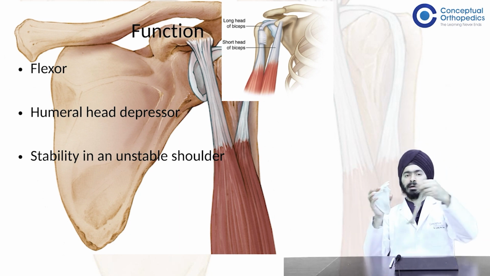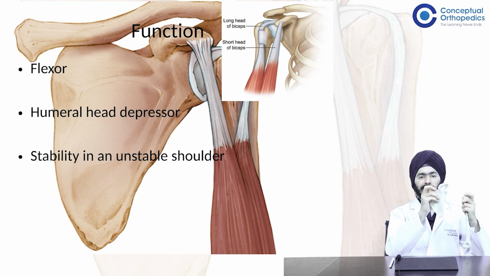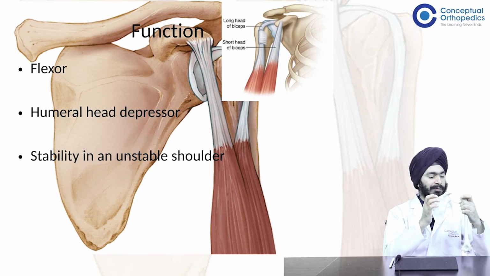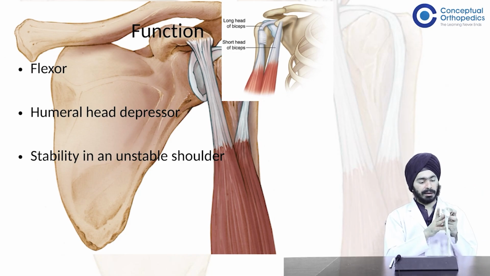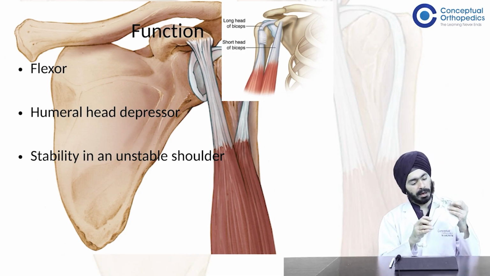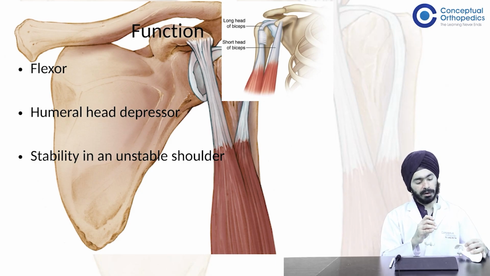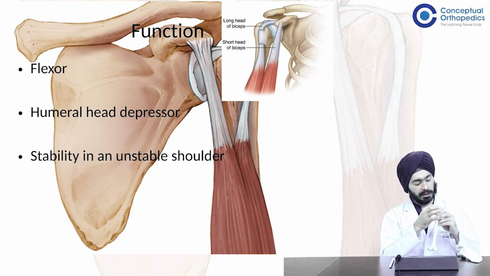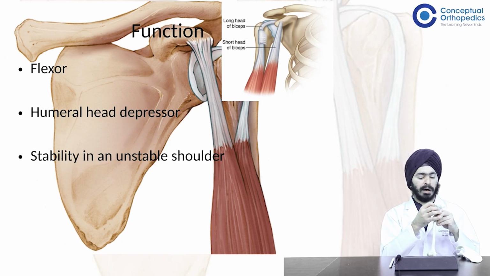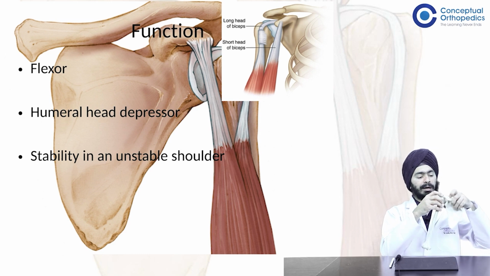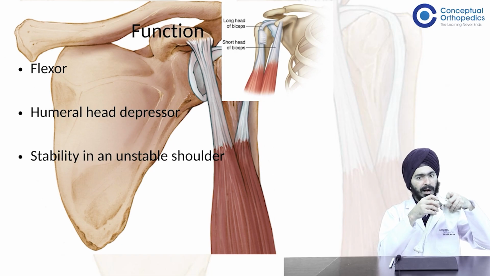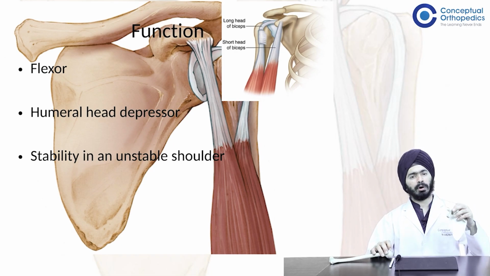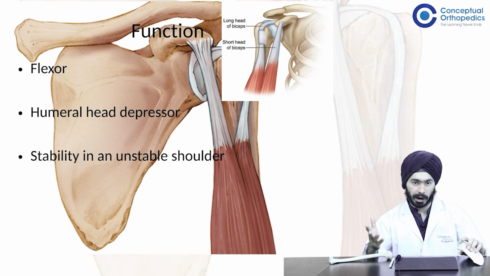If you remember the anatomy, this is a left side scapula. I don't have a left side humerus, but if you take this as a right scapula and this as the right humerus, then the biceps travels in the intertubercular sulcus between the lesser tuberosity and the greater tuberosity, and then goes up through the joint and attaches onto the supraglenoid tubercle. So it travels this intra-articular part. So what are the main functions of this long head of biceps?